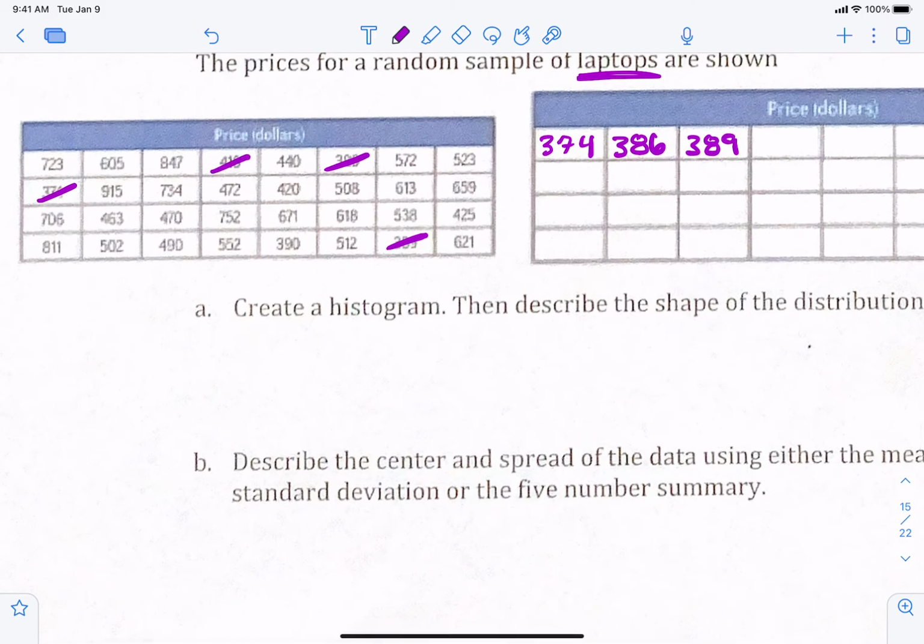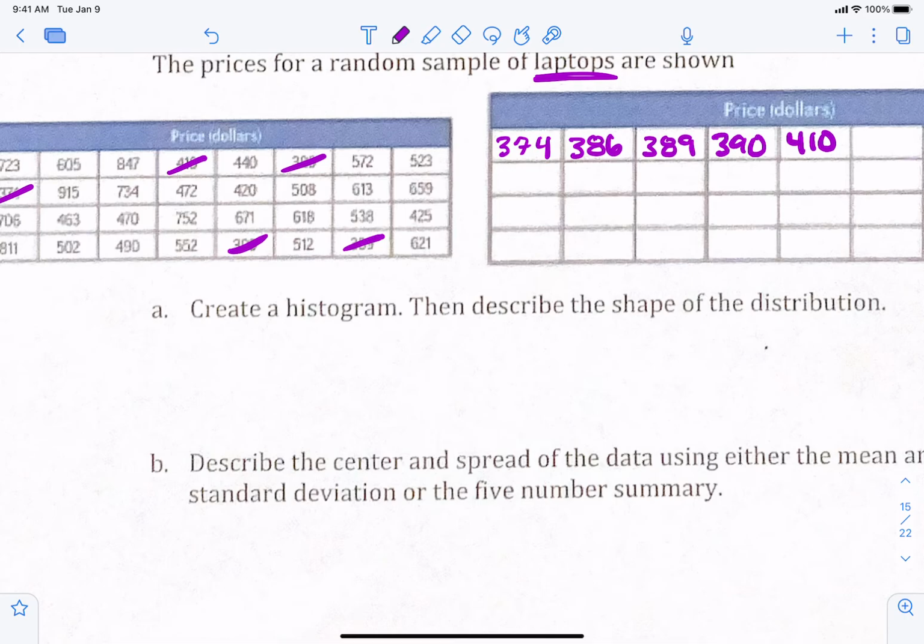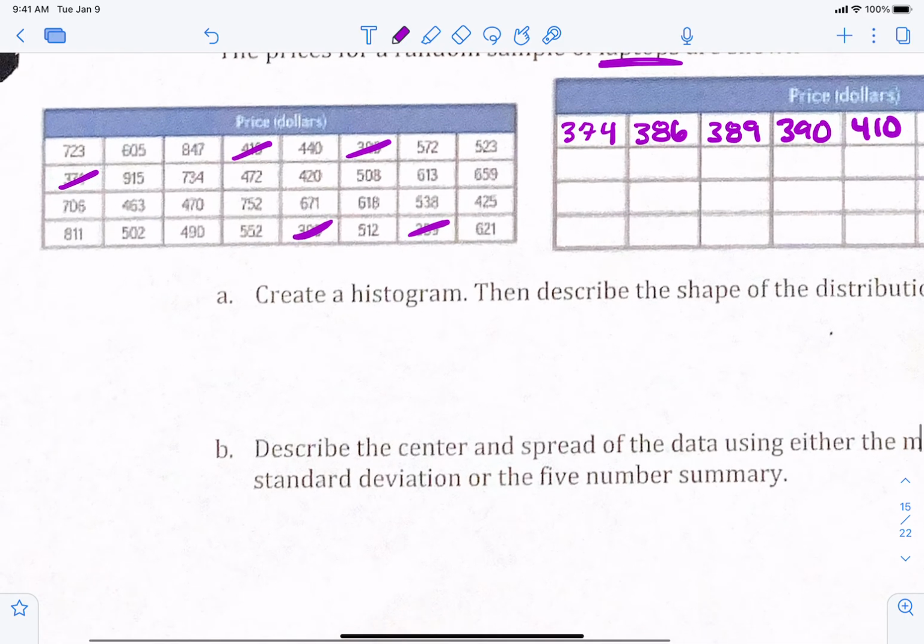410. Is that the smallest 400? 410? Yeah, it's kind of hard to see. You might have to look on your paper. No, our paper is worse. Oh, shoot, there's a 390. Thank you. 390, then 410. Okay. Shh. You've got to be quiet so we can hear.